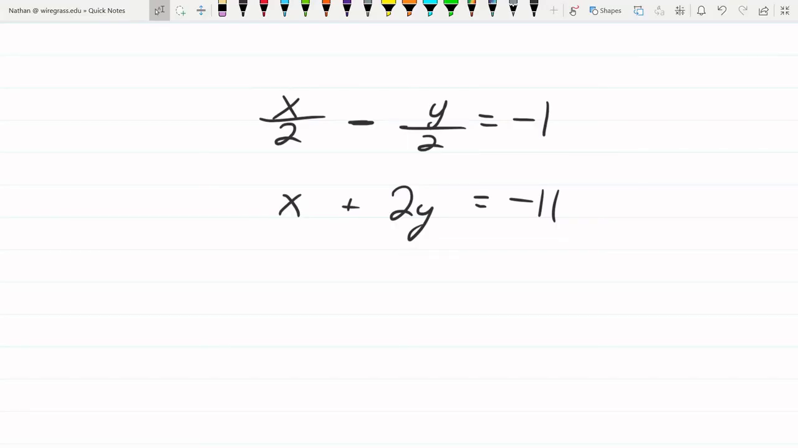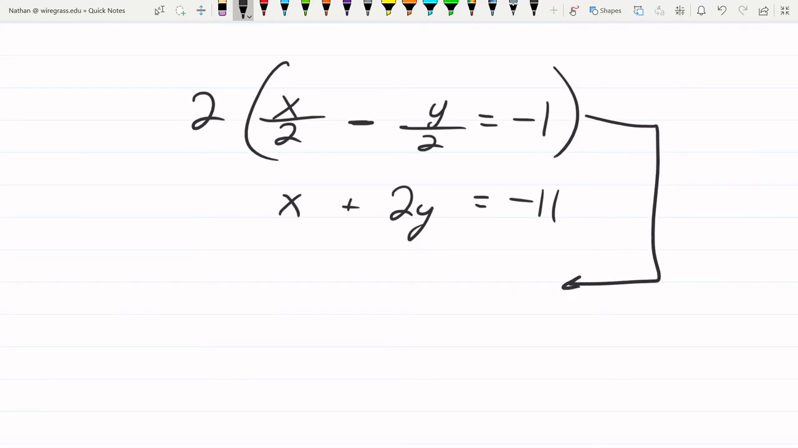All right, for this system, I've got fractions in the top one, and we can utilize the first step in the elimination method to our advantage here whenever we're dealing with fractions, because we can actually get rid of them. Here, I have a common denominator of 2. I'm just going to multiply the top equation by 2. I'm just going to multiply everything by that.